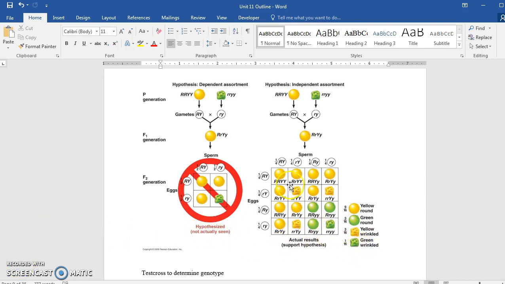It should be noted that you're not going to have a perfect 16, but roughly you're going to have a 9 to 3 to 3 to 1 ratio. So 9 out of 16 plants are going to have seeds that are yellow round. 3 of the 16 are going to have green round seeds. 3 of the 16 will have yellow wrinkled, and 1 of the 16 will be green wrinkled. And that's generally what we see with what's called a dihybrid cross. Dihybrid because two different characters.